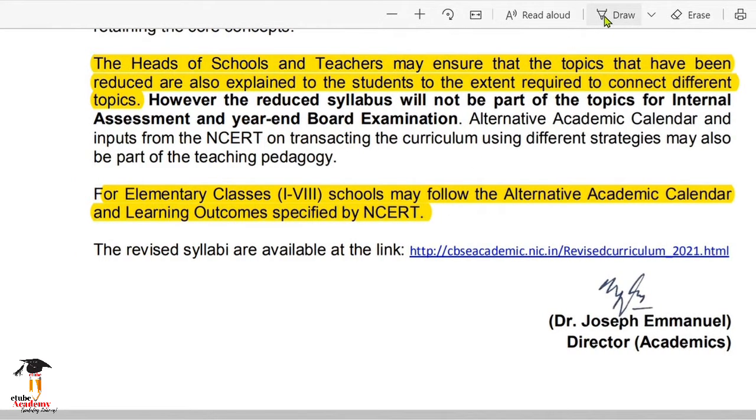So this is clearly written there that the portion which has been deleted from class 9th and 10th English language and literature will not be asked in any kind of internal assessment and board examination. And at last, if we want to know something more about elementary classes 1 to 8th, schools may follow the alternative academic calendar and learning outcomes specified by NCERT. So friends, this is the letter which has been released by CBSE. Now let's talk about the deleted chapters of class 9th and 10th.